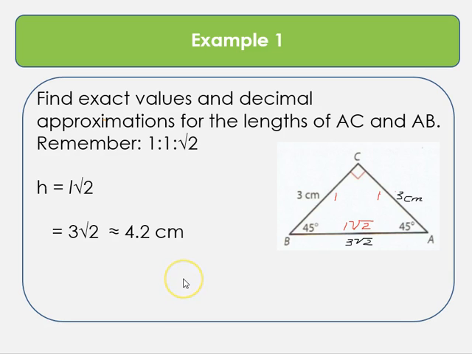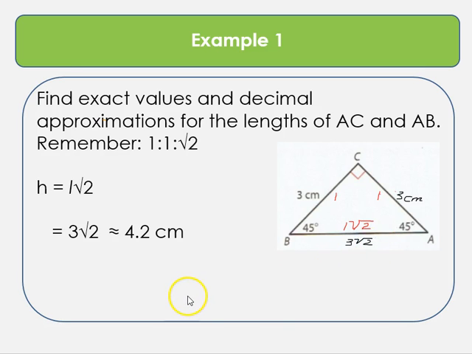So the sides opposite the congruent angles are congruent. We have 45 and 45, so side BC is 3 centimeters. That means that side AC will be 3 centimeters also. Now we're going to apply the theorem, which means that we take this side length and for the hypotenuse make it square root of 2. So if the side length is 3, it's 3 square root of 2.